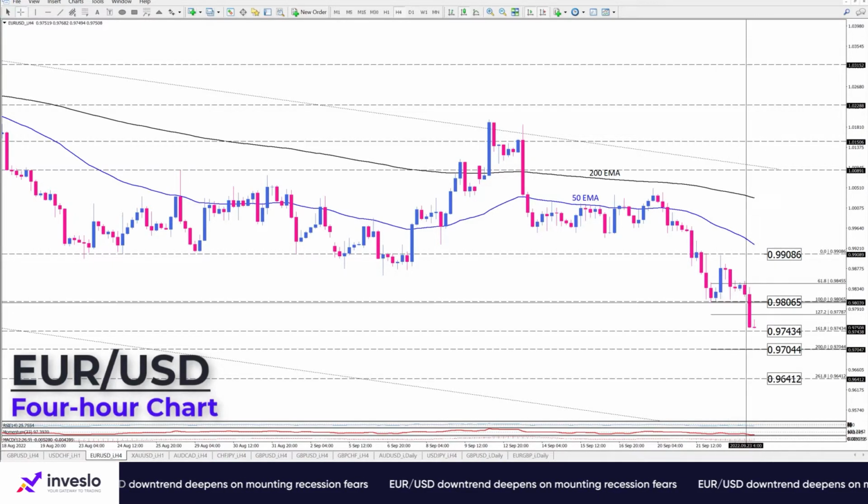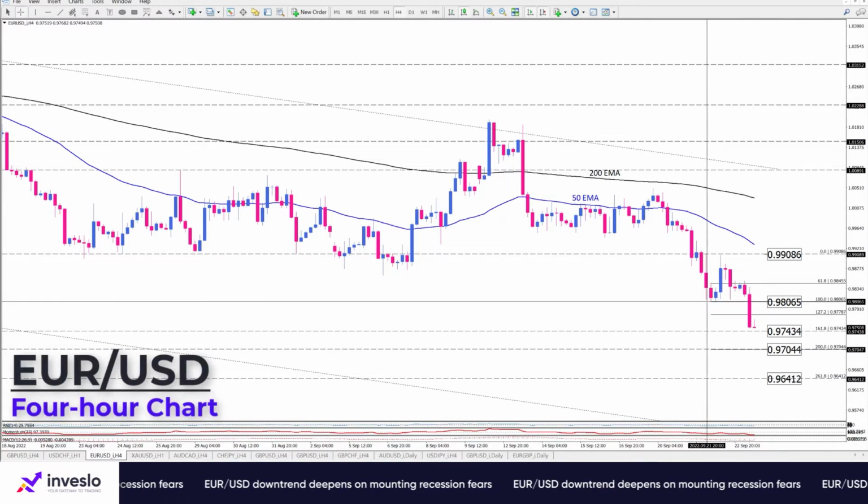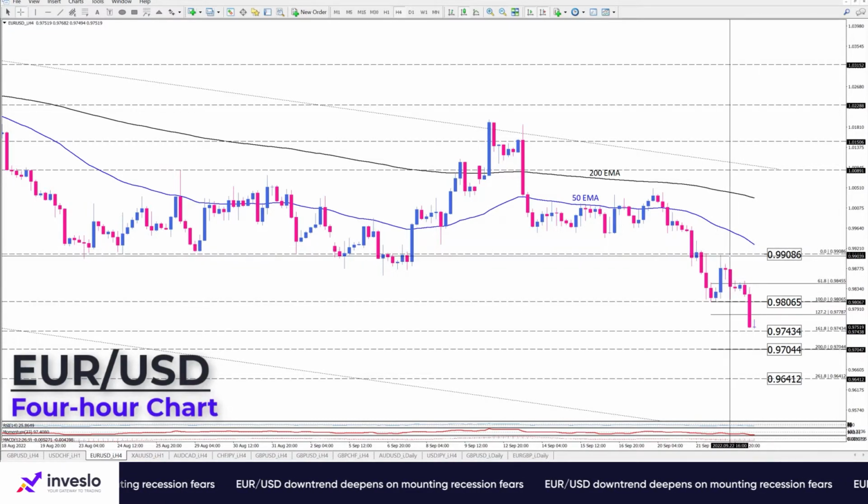Otherwise, should buyers retake control, they may keep the pair sideways between 0.97434 and 0.98065, as we can see here, and further traction above this broken support of 0.98065 can put the last stop at 0.99086 on the spotlight.